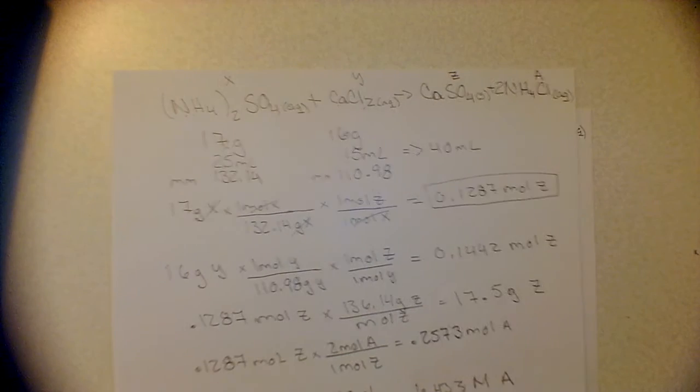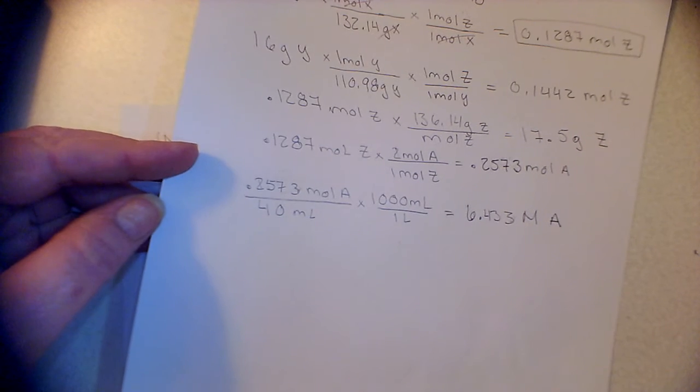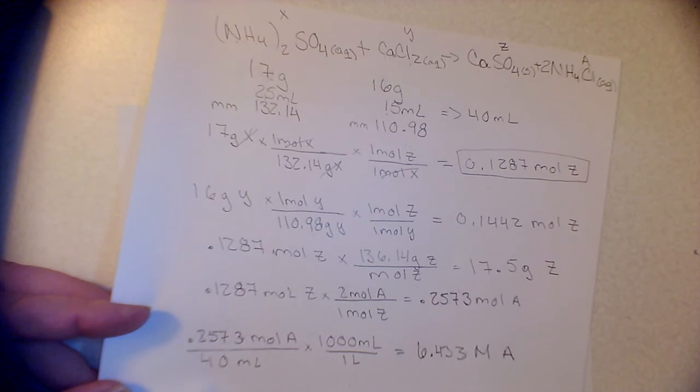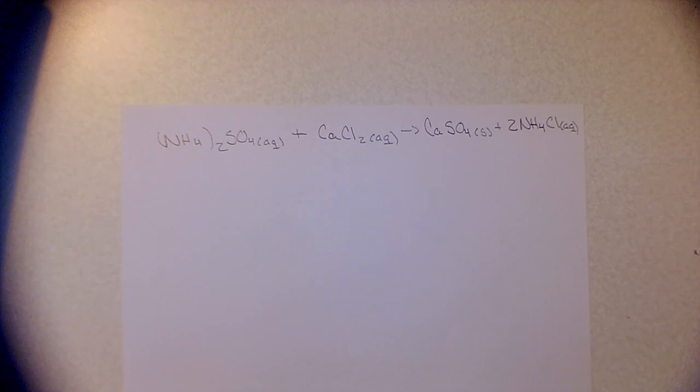So in our previous video, we figured out, given a certain mass of each of our reactants, how much of our solid product we made. And in this last step, we determined the molarity of the solution, and that molarity would be of the ammonium chloride. So let's take a look at this and ask ourselves, how can I break this into an ionic equation?